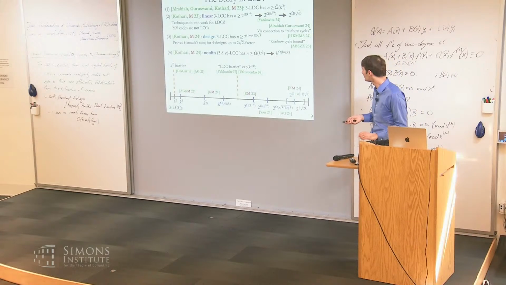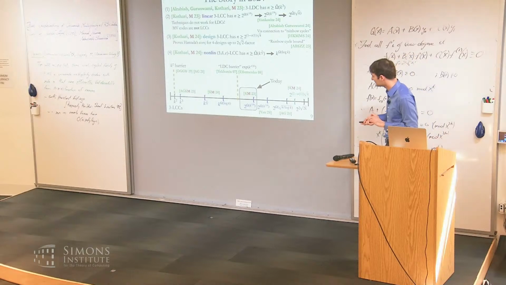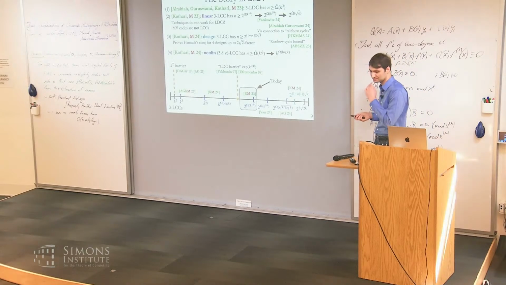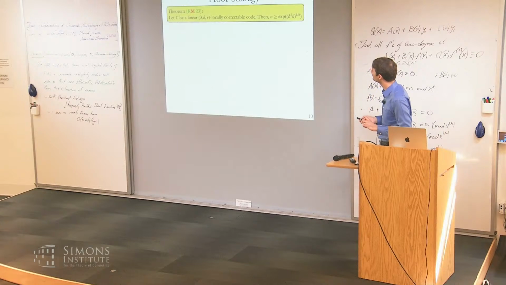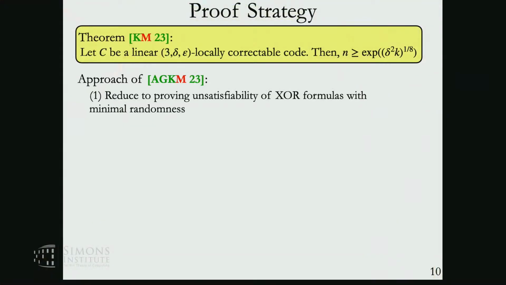Okay. So for the remainder of the talk, what I want to do is give you a high-level overview of the proof of this exponential lower bound. Let me tell you the proof strategy. We're going to follow the approach that we developed in our previous work on LDC lower bounds, which is that we can establish a lower bound for these codes by proving that a certain system of XOR formulas, or systems of linear equations mod 2, are unsatisfiable, and these equations are going to be generated with some minimal amount of randomness.